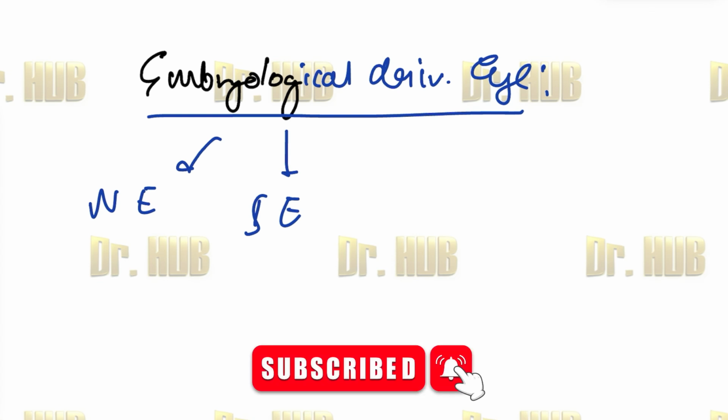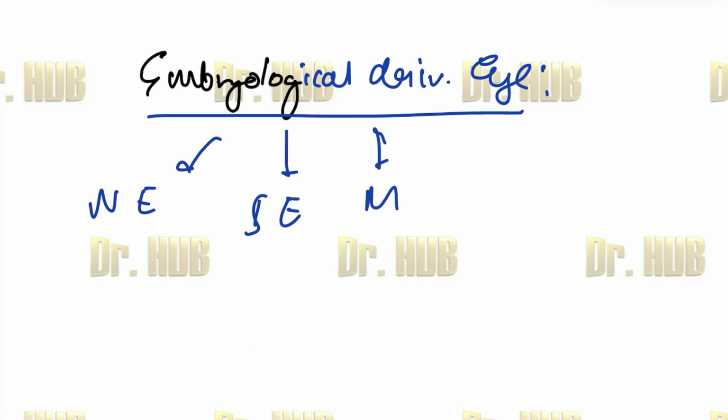Let's talk about the embryological derivatives of the eye. Under the embryological derivatives of the eye, it is divided into the neural ectoderm, the surface ectoderm, the mesoderm, and lastly the neural crest. Now let's talk about the neural ectoderm.